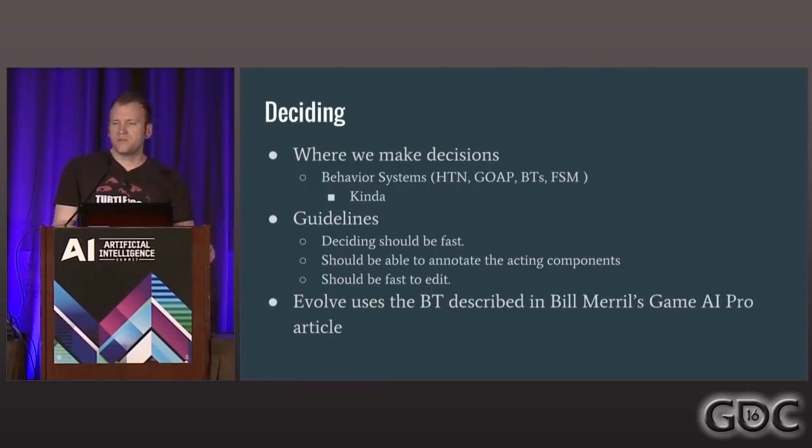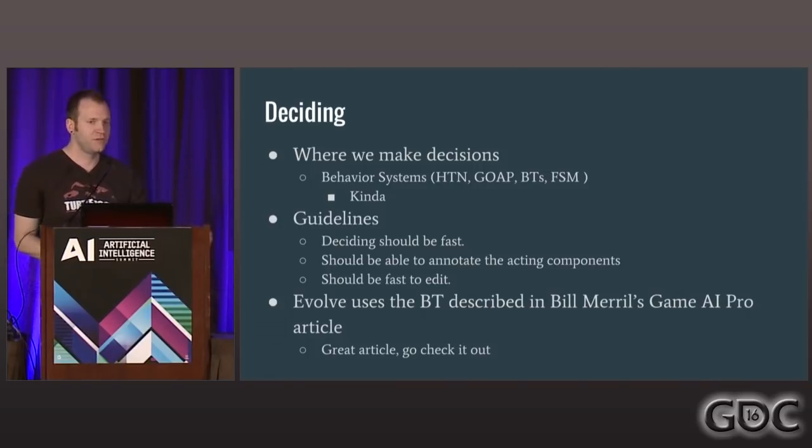For Evolve, we use a behavior tree described in Bill Merrill's Game AI Pro article. It's now free on the website. It's a great article. You should definitely go check it out. Luckily, we didn't need to change this at all. It just worked. We just had to change a lot of the nodes and the sensing logic.